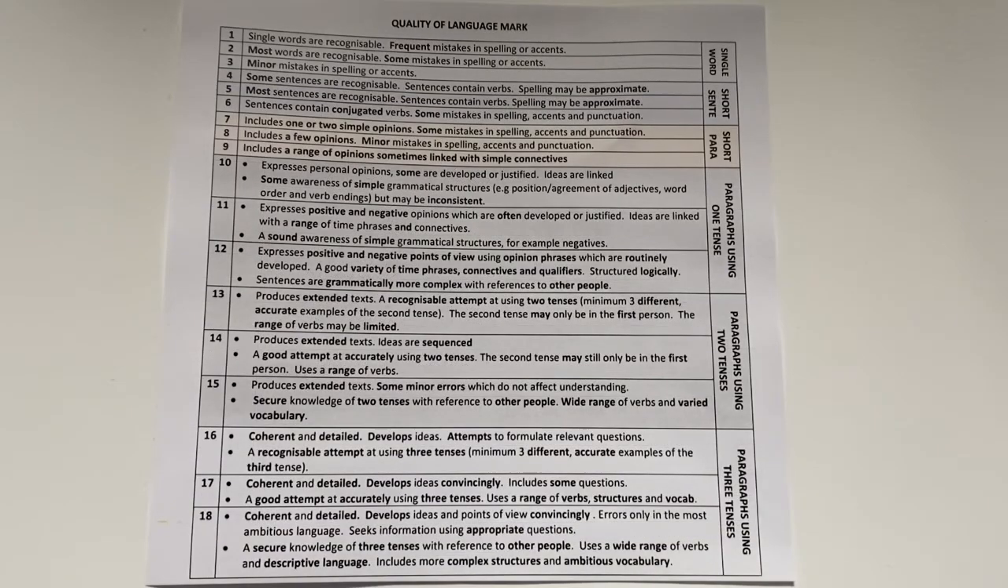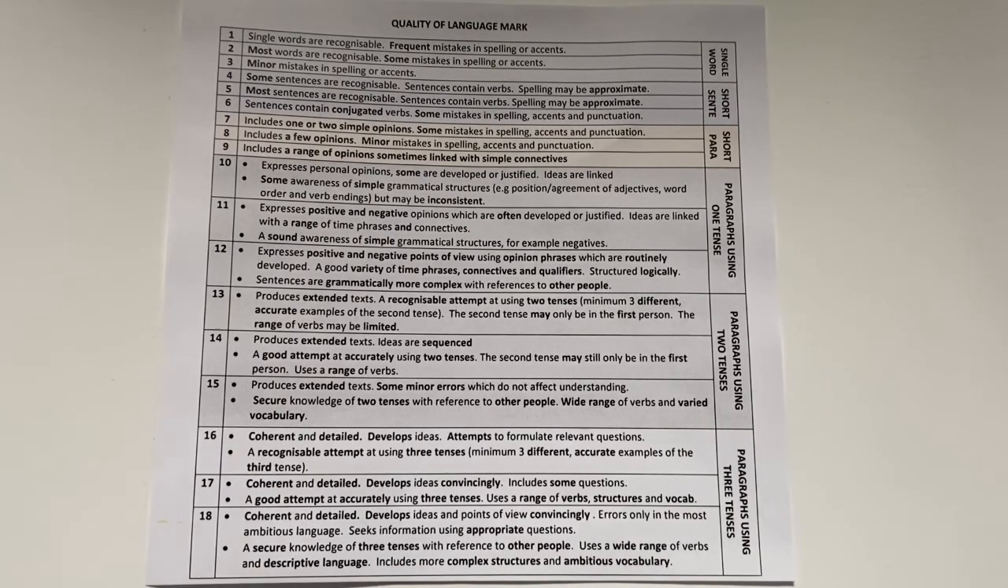Going back to our quality of language mark scheme and moving down to the bottom to the paragraphs using 2 tenses and using 3 tenses, we can see what is needed to enable us to be awarded those marks. So looking at 13 marks, produces extended text, a recognisable attempt at using 2 tenses, minimum 3 different accurate examples of the second tense. So we would be really expecting at this level that a pupil is able to give 3 different verbs in the past tense. It might only be in the first person, it might only be I went, I visited, I ate, but that would be acceptable.